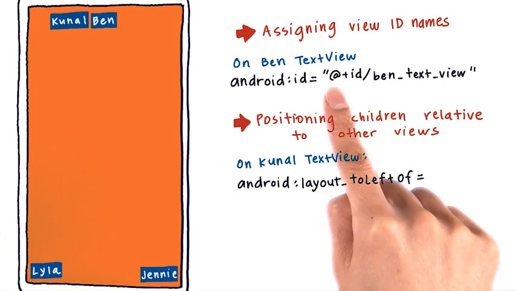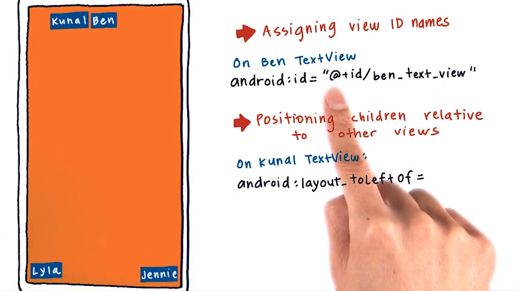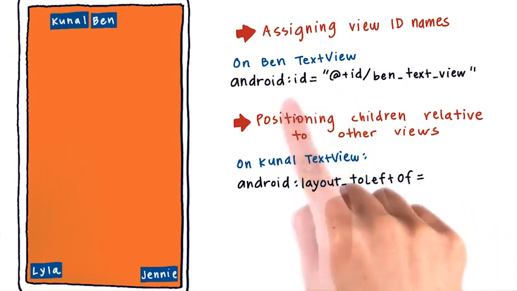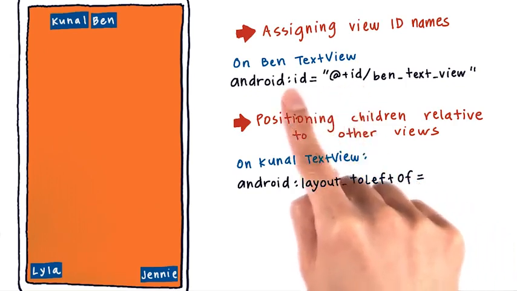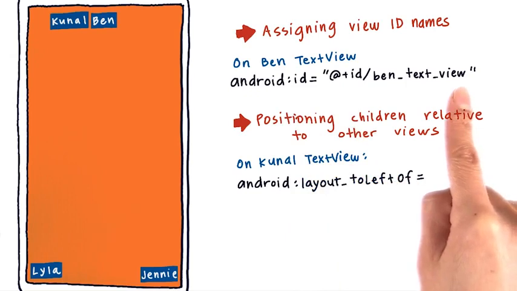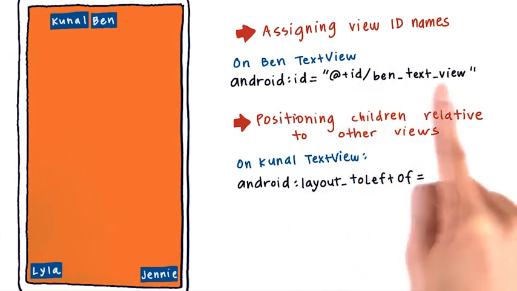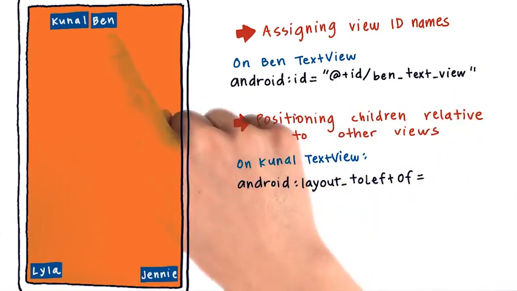The format starts with an @ symbol. @ refers to a resource in our Android app. We've also seen this @ symbol for referring to images in our app, for example, @drawable. Then we specify the resource type. In this case, the resource type is an ID. We also add the plus symbol, because this is the first time we're declaring this ID. Then we have a slash, and then we have the name of the view. This is the name that we chose for the Ben text view.